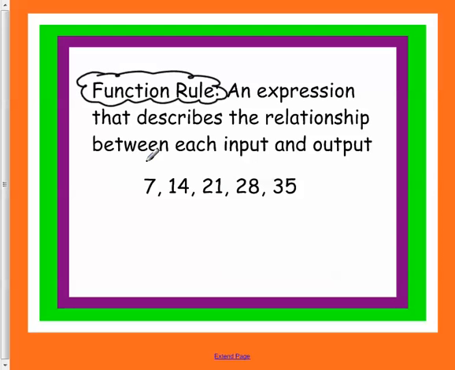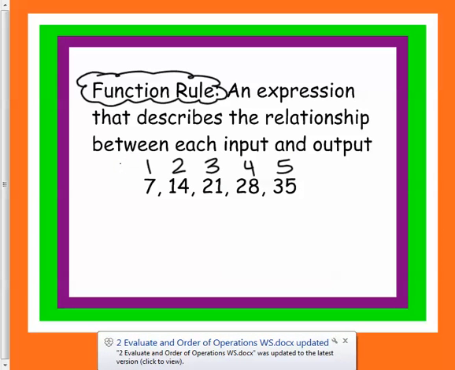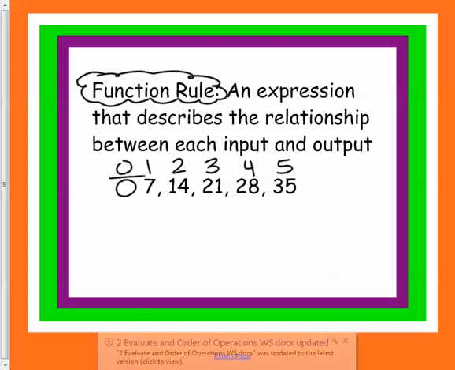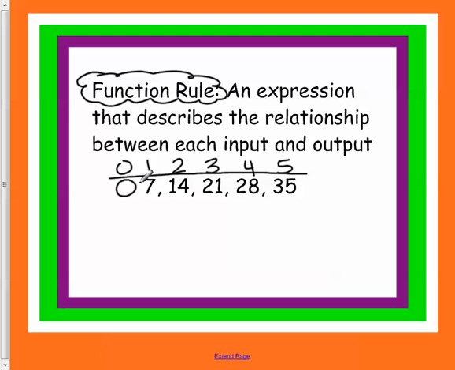Okay, so in this case, the input would be 1, 2, 3, 4, 5, and the outputs would be as follows. So if we look at this one, the input would be 0, the output would also be 0. So in order to figure out the rule, we have to ask ourselves, what do I do to 1 to get to 7? What do I do to 2 to get to 14, 3 to 21, and so on and so forth? And this rule has to work for every one of them. So my answer would be 7 times 1, 7 times 2, 7 times 3, and so on and so forth. So my rule would be 7x.